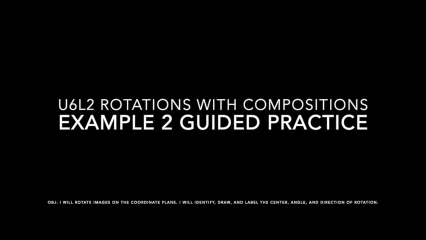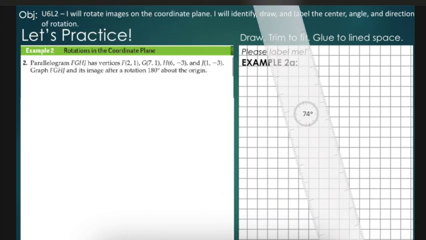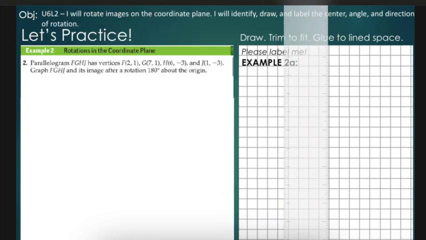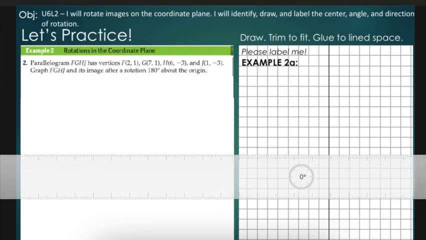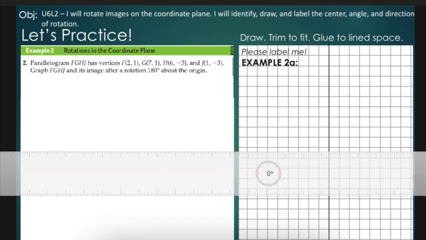Unit 6, Lesson 2, Example 2, the guided practice. For example 2, the guided practice, rotations on the coordinate plane, we're going to graph this parallelogram FGHJ with vertices located at these 4 distinct points, and then we're going to graph its image after rotation.